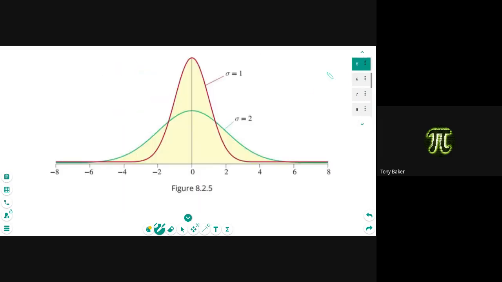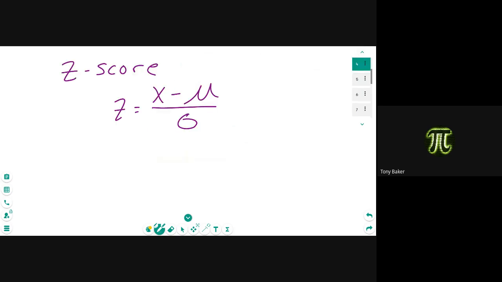So we have something known as a z-score. Our z-score needs two pieces of information and then what we're looking for. My z-score tells me how far away from the mean the value that I'm looking at is, in standard deviations. So to do that, we take the value that we're looking for, subtract the mean, and divide by our standard deviation.